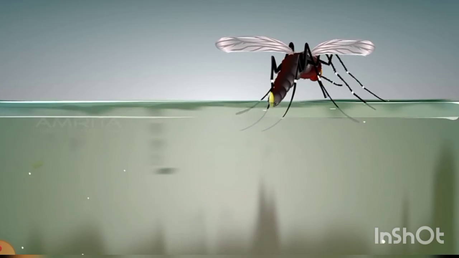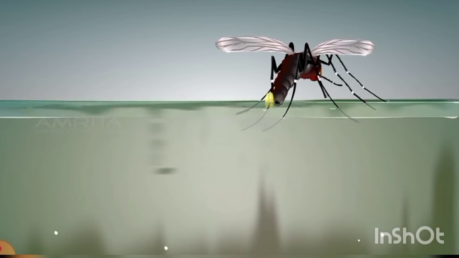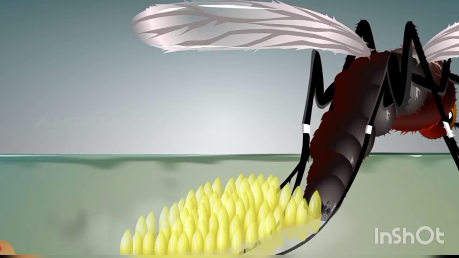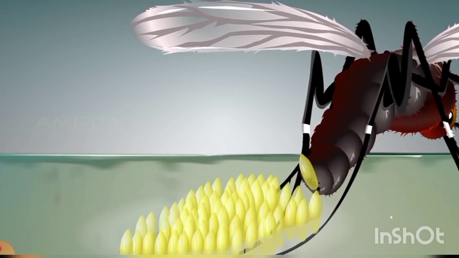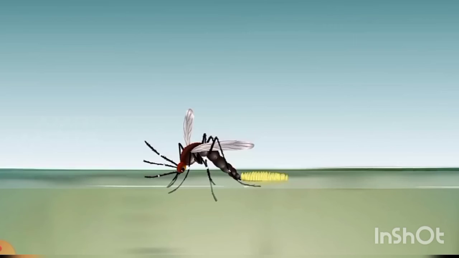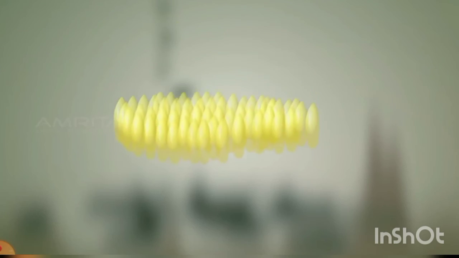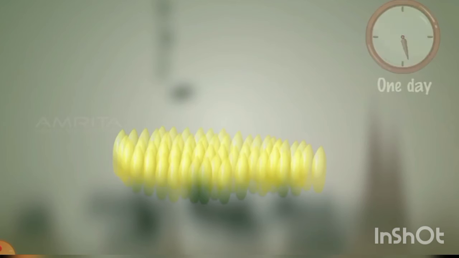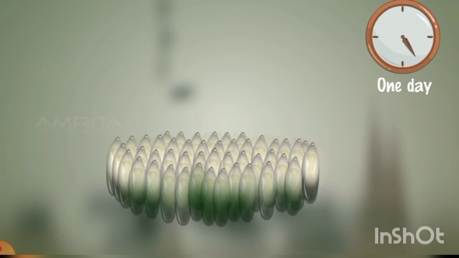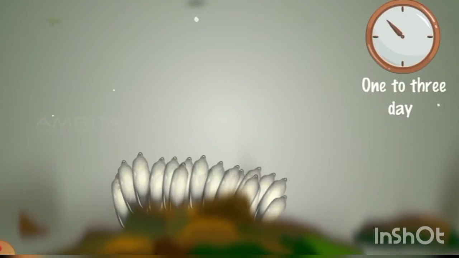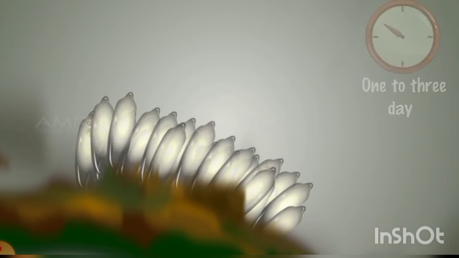The female mosquito lays small cigar-shaped eggs which are soft and white. Most species lay eggs that are stuck together in rafts of 100 or more eggs. Normally, the eggs are white when first deposited, then darken to near black within a day. They will hatch in 1 to 3 days depending on the temperature.